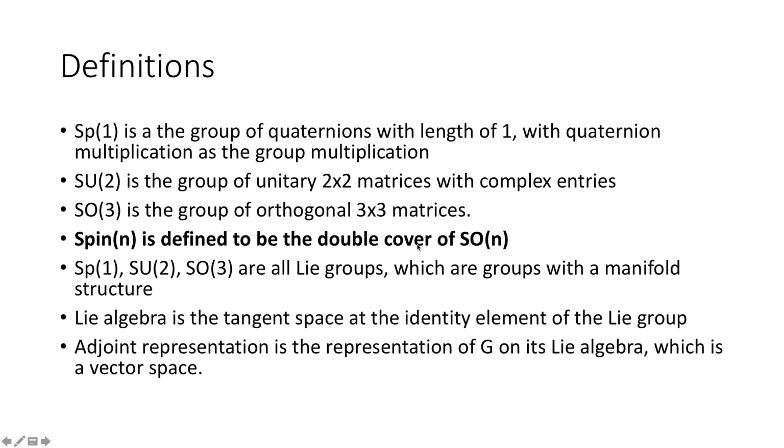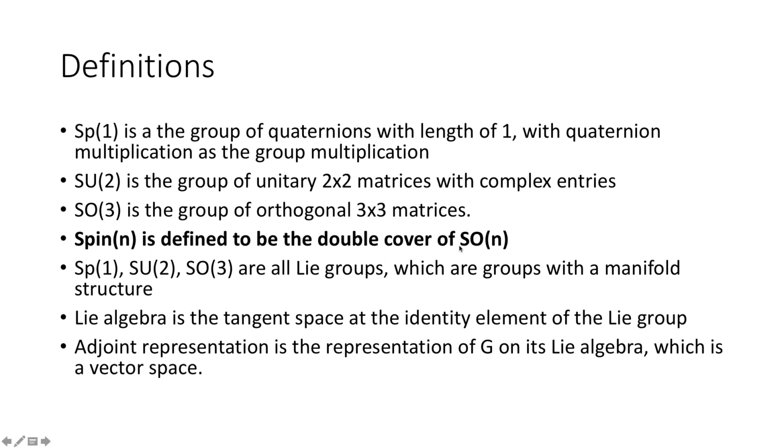Here are some basic definitions made in Peter Woit's book. We'll mention them briefly. The SP1 group is the non-commutative group of unit-length quaternions. The SU2 group is the group of 2x2 complex matrices which are unitary. The SO3 group is the group of orthogonal 3x3 matrices. And by definition, the spin three group is the double cover of SO3.